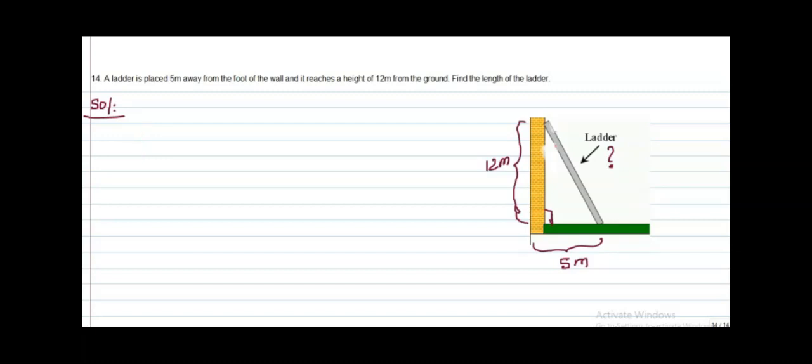In a right angled triangle, we have to apply Pythagoras Theorem here. And Pythagoras Theorem states that in a right angled triangle, the square of the hypotenuse is equal to the sum of the squares of the other two sides. So in this right angled triangle, AC square, which is the hypotenuse, is equal to sum of the squares of the other two sides. AC square is equal to AB square plus BC square.